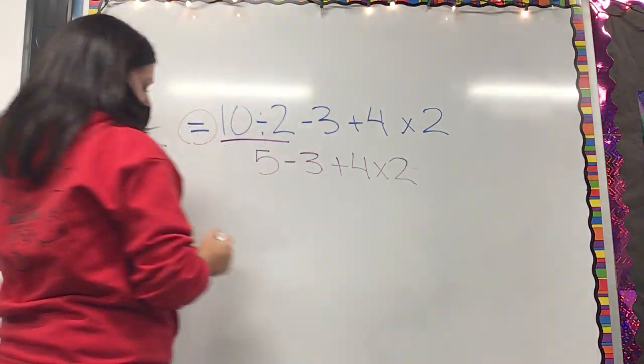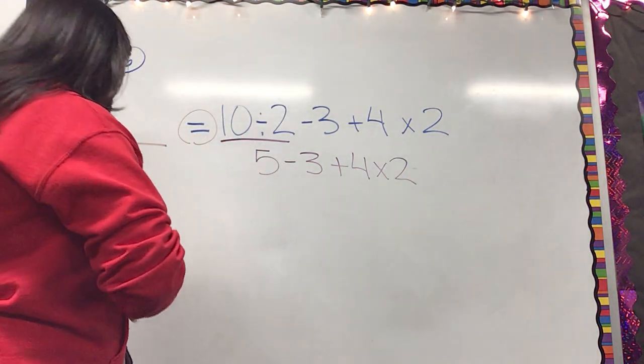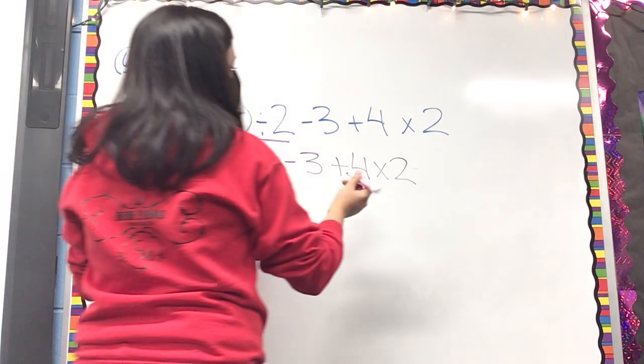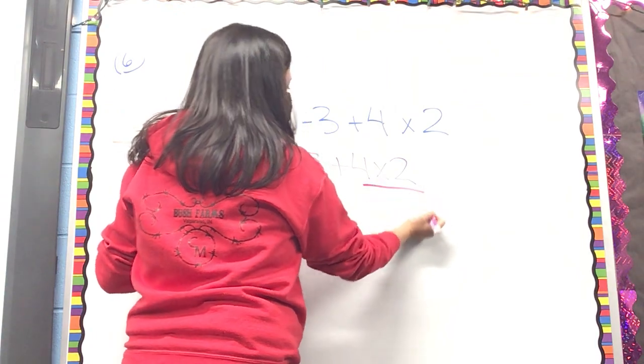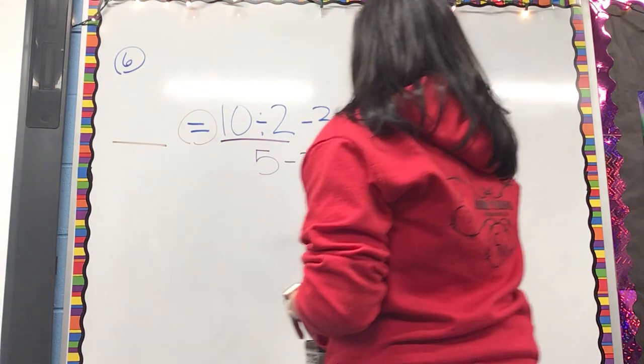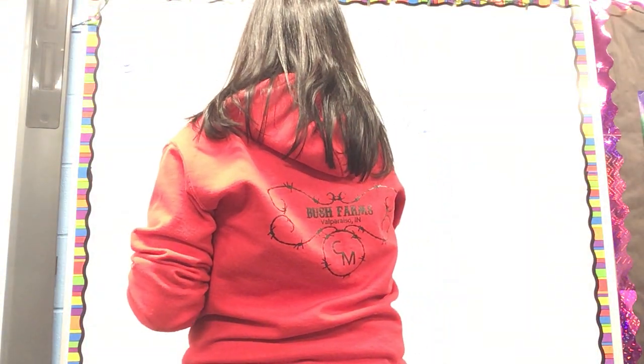Ladies and gentlemen, do not try and go fast and do multiple steps at once. All right, what is my next step, everybody? 4 times 2. Very nice. 4 times 2. What is 4 times 2? 8. Let's bring down what I have left.